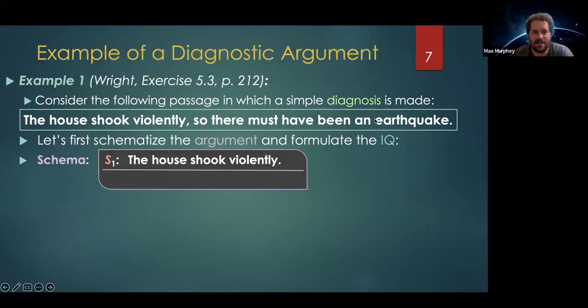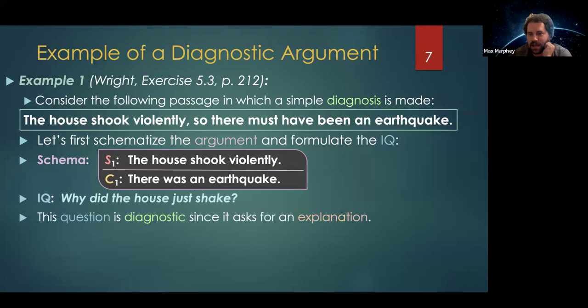So let's schematize it. The house shook violently is the premise. There was an earthquake is the conclusion. Oh, we also have that indicator word must. That helps us to see that that's the conclusion, right? Okay. So there's our schema. The implicit question, what's that going to be? Hopefully you can come up with that quickly. Well, it would just be, why did the house just shake?